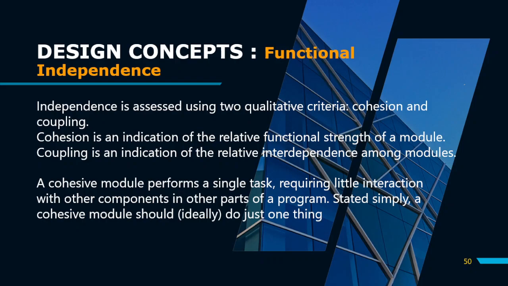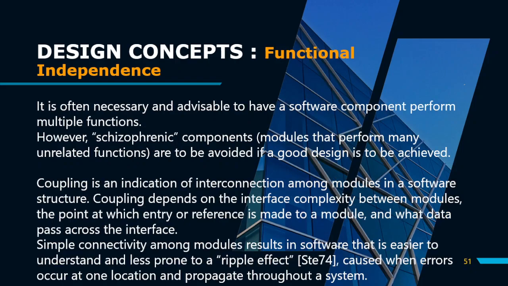Next is coupling. Coupling is the indication of the relative interdependence among modules. Sometimes it is necessary that one software component perform multiple functions, but components that combine modules performing unrelated functions are to be avoided if a good design is to be achieved.